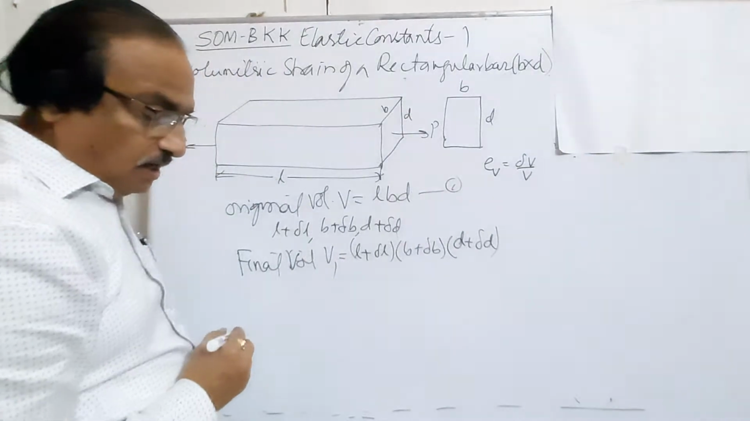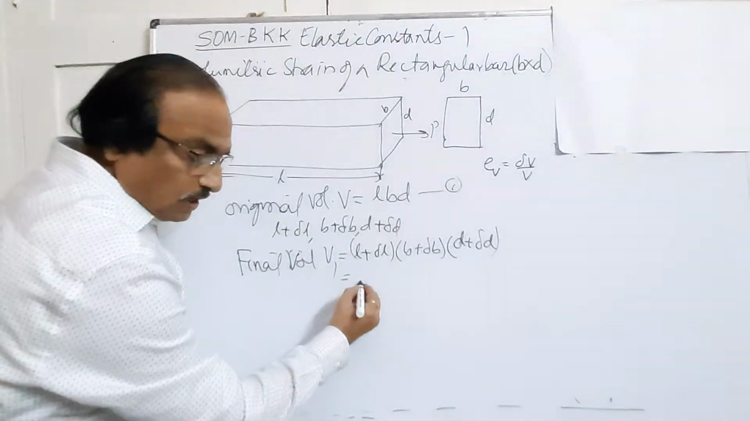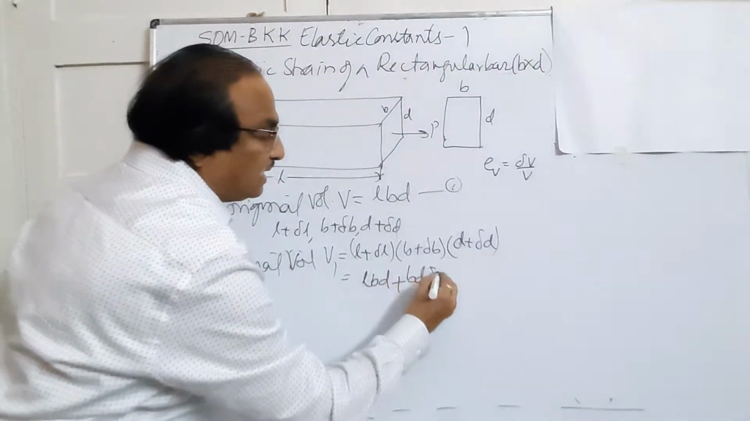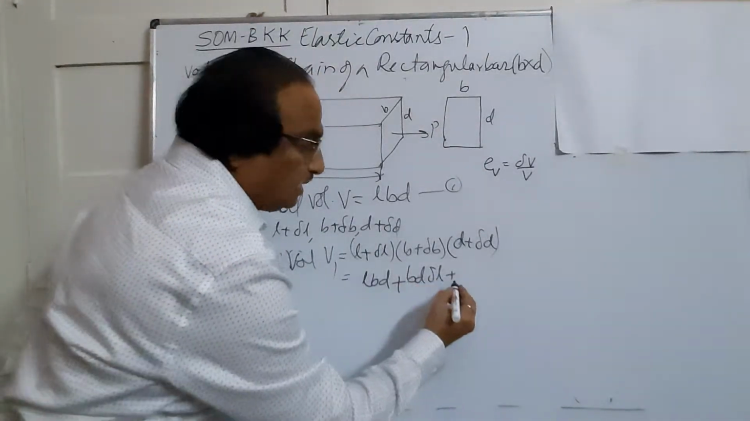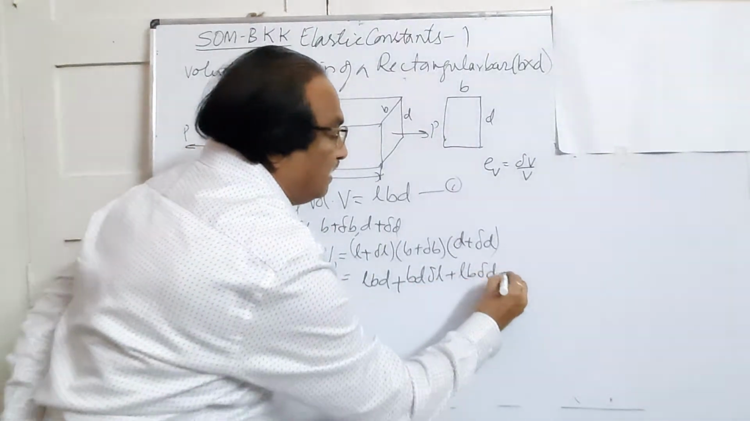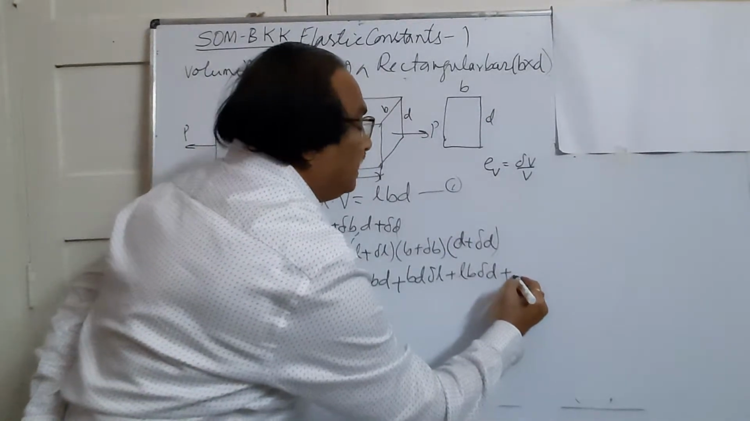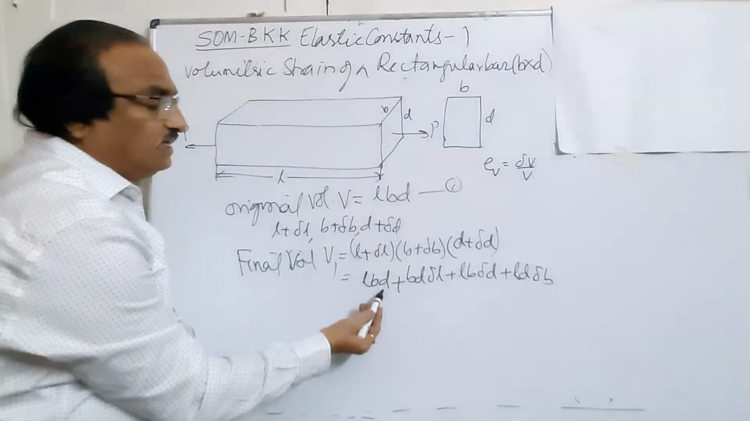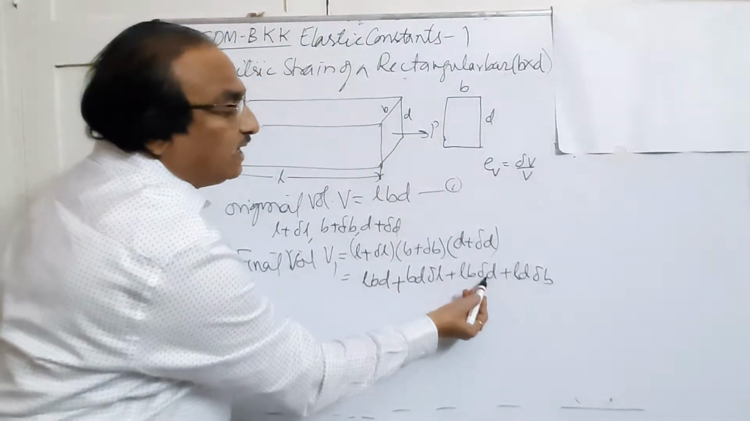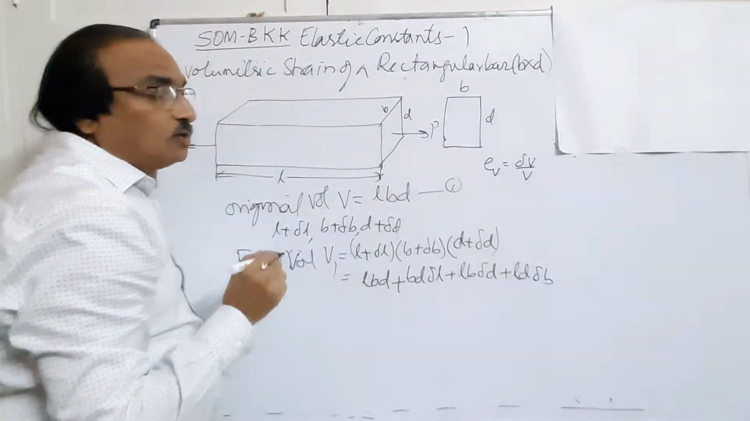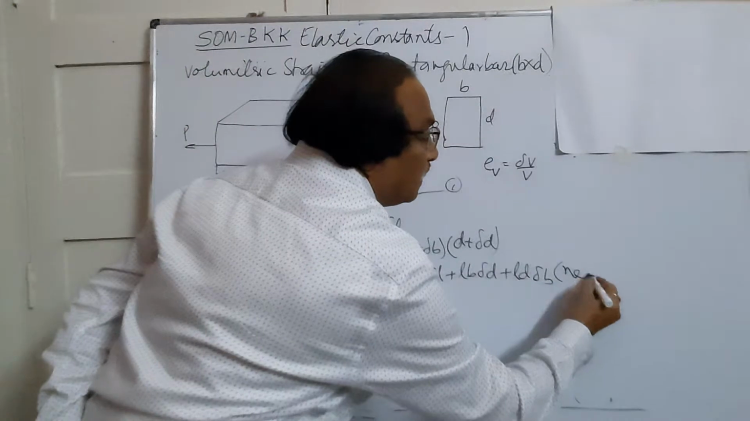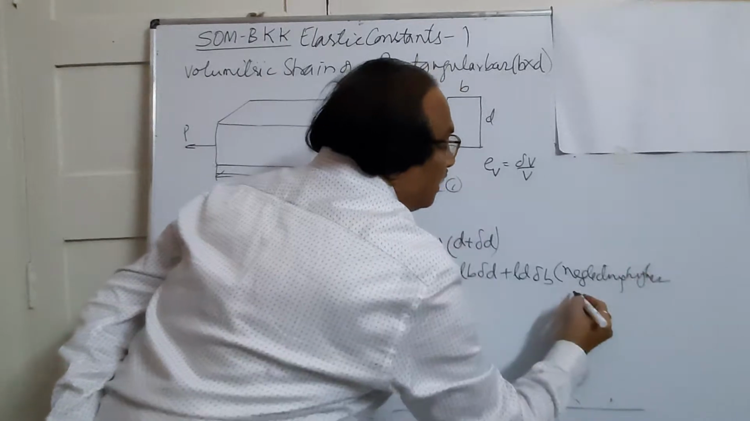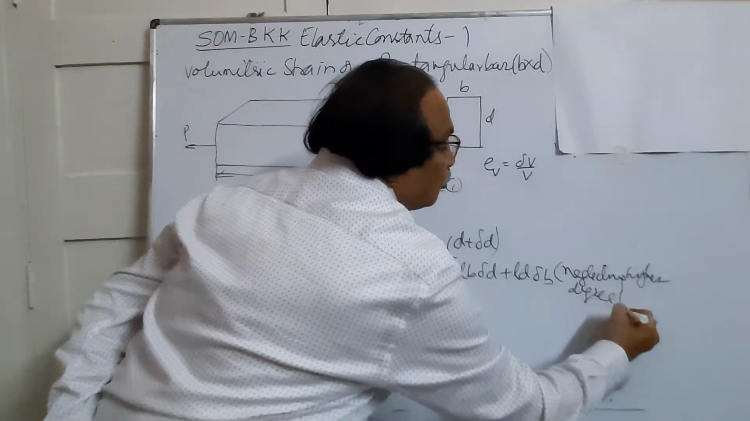If you multiply these terms, you get the value LBD plus BD delta L plus LB delta D plus LD delta B. So LBD is there, and the products of delta L, delta D and delta B will be left out. So this product we get neglecting higher degree portions.